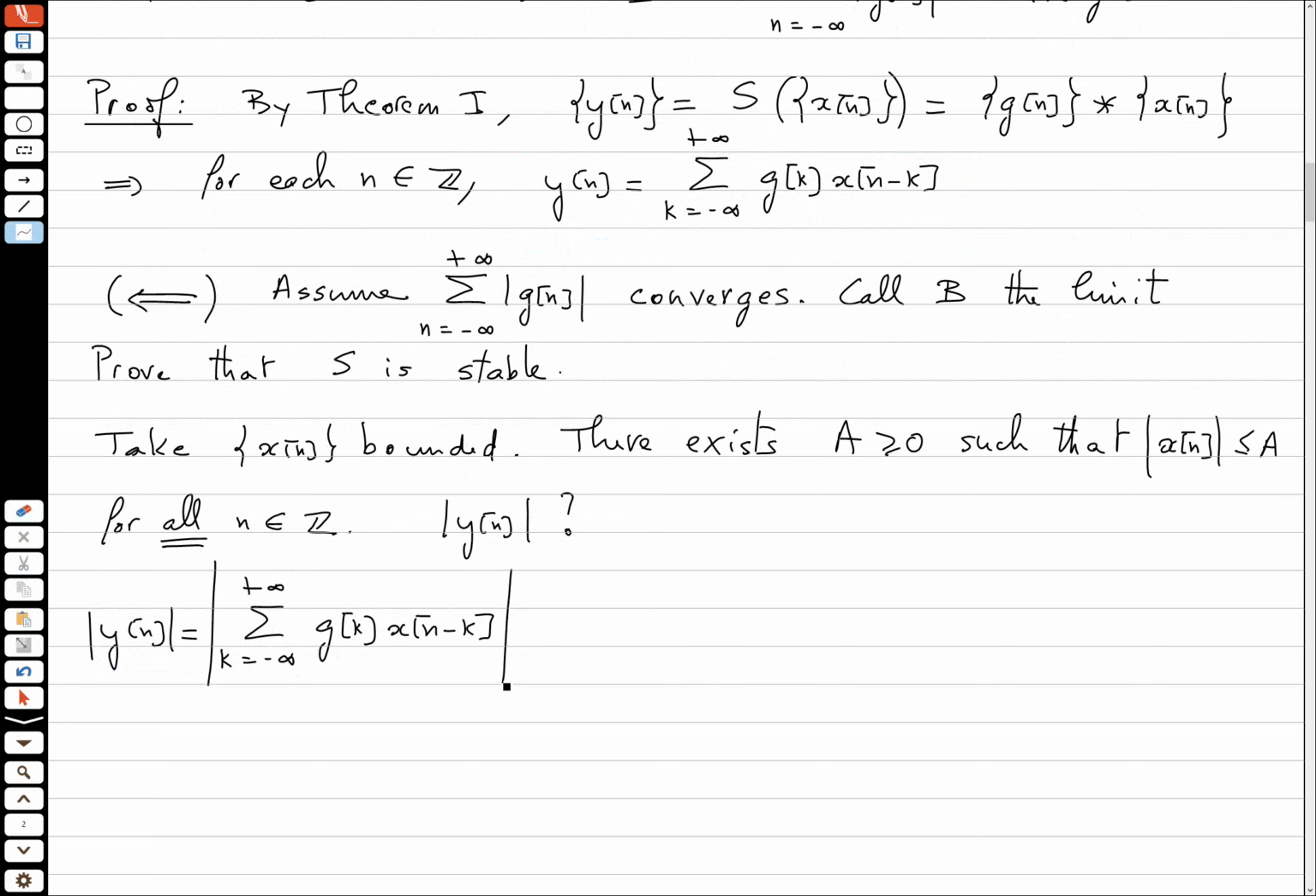So far, no problem. But let's see if you know this formula. What can you say about absolute value of a plus b? It is less than what?